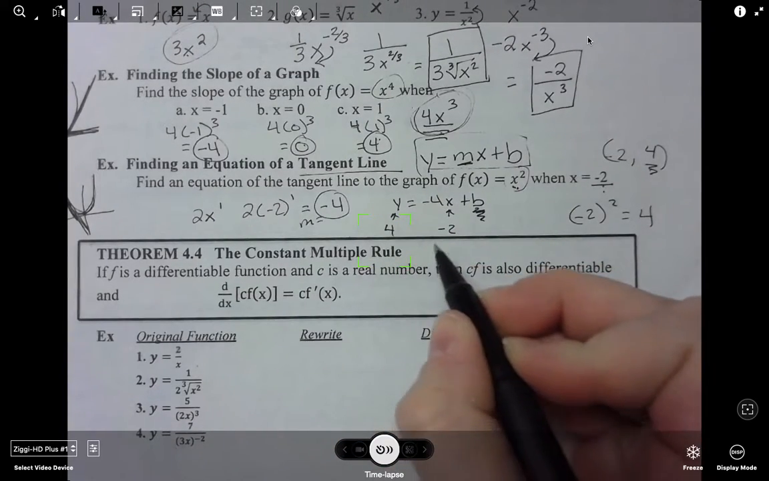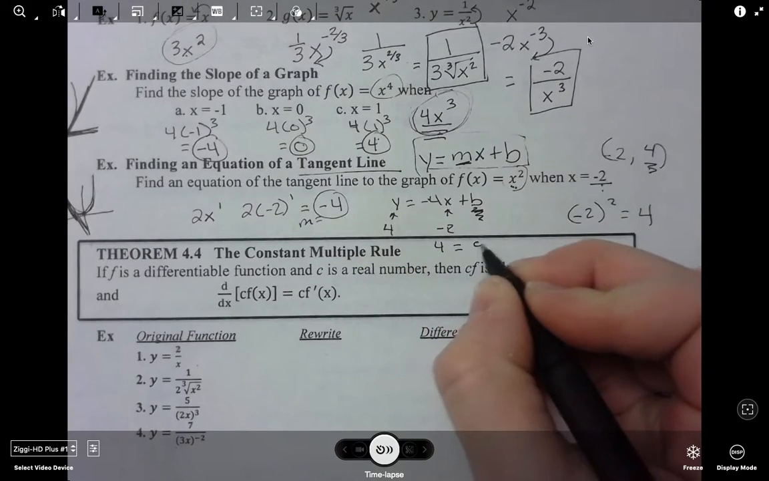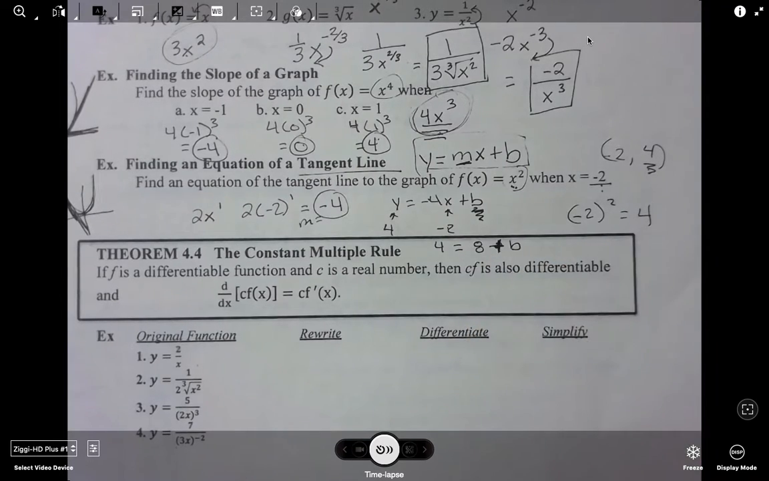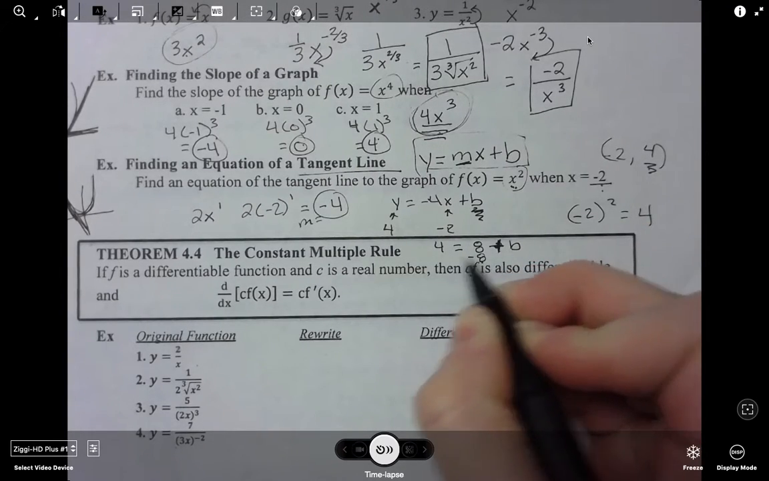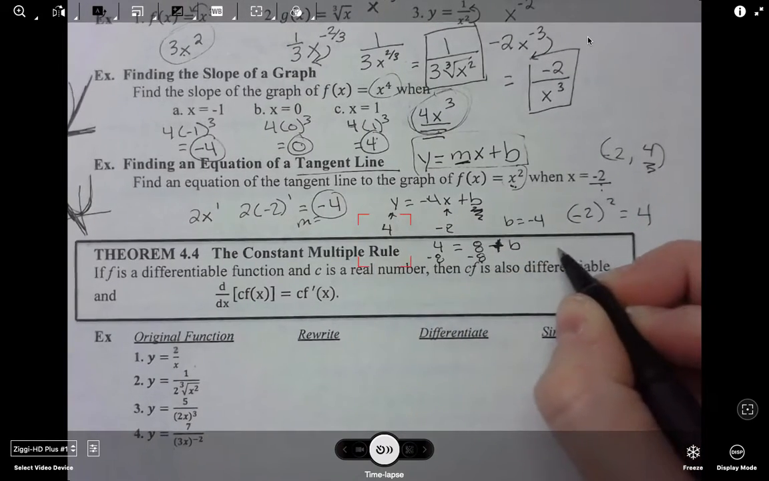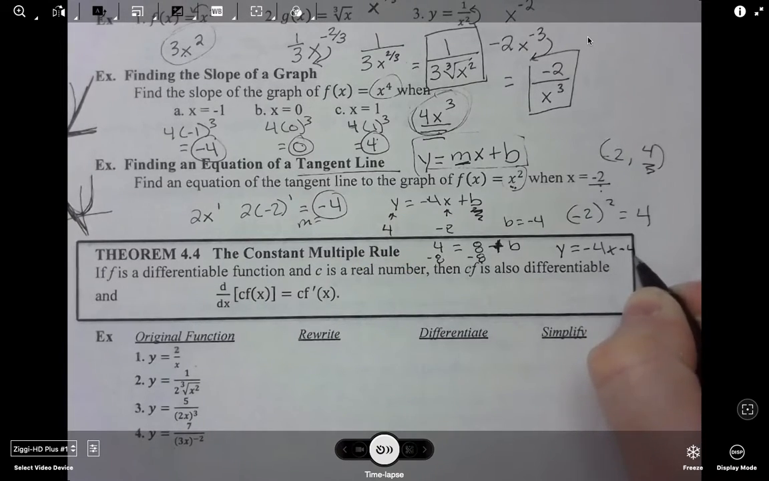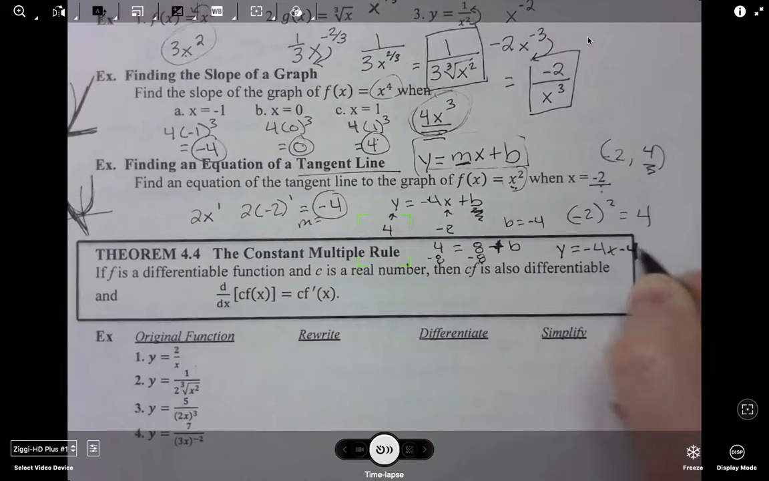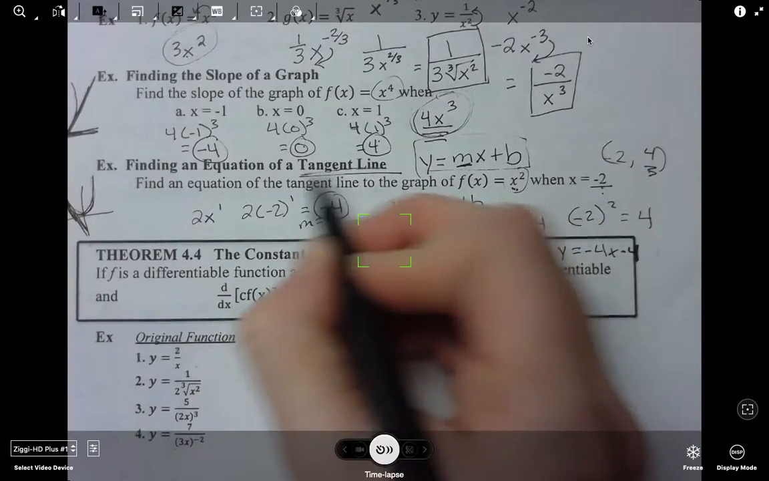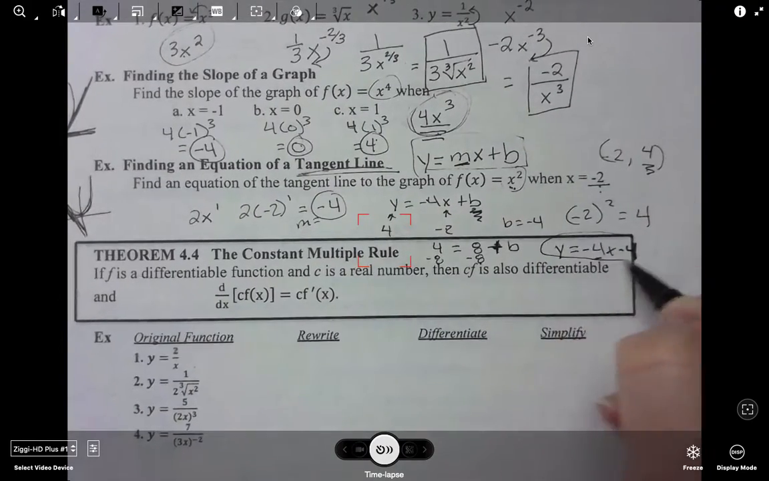Okay, so 4 is equal to -4 times -2, which is +8, plus b. Then I subtract 8 from both sides, and b is going to be negative 4. So I write that all together as y equals negative 4x minus 4. And there is the equation of my tangent line. Not just the slope of the tangent line. The slope is negative 4. I want the entire equation of the line.